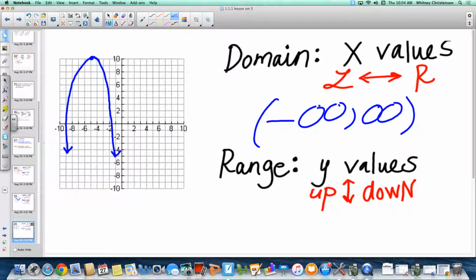All right, range. This group got it right, so I'm going to ask you, what's the range on this one? Positive 10 and negative infinity. Oh, you guys saw that it started at positive 10 and grew to negative infinity. Good. How many of you got that right? I want to see by a show of hands.